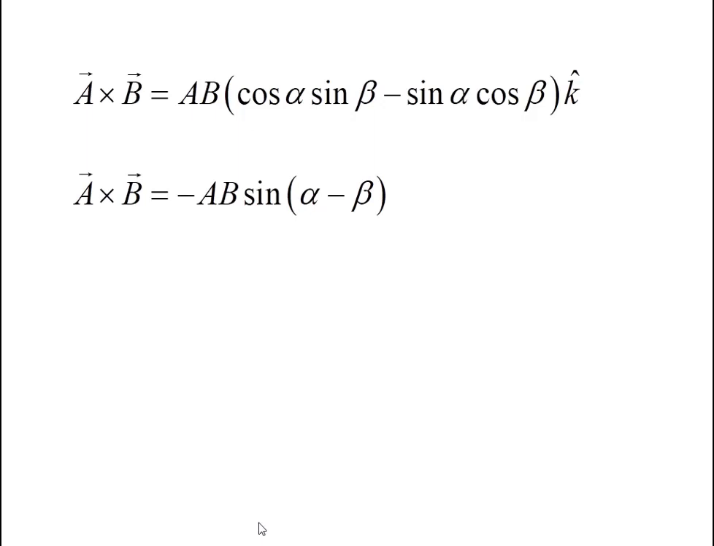And from another very basic definition of the cross product of any two vectors, the magnitude of the cross product is the product of the magnitudes of the vectors times the sine of the angle between the two vectors, and the direction is to be determined using the right-hand rule. And in this case, as I will show you a few minutes later, it is in the negative z direction. That's why a cross b becomes minus ab times sine of alpha minus beta.